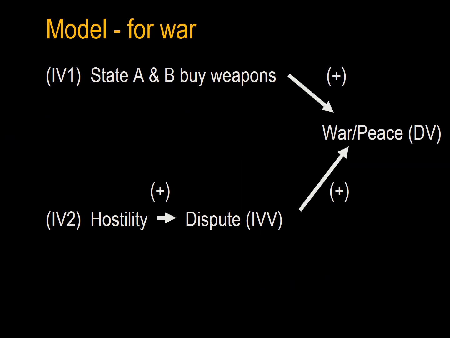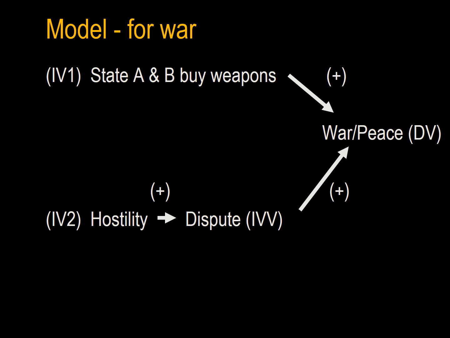Here's a model of war and peace. In this particular case, we have IV1, which is independent variable 1, and here we've got state A and B buying weapons, and presumably it ranges from buying very few weapons to buying many weapons. And you can see it has a plus relationship with war. The dependent variable war here is war/peace. It's a variable, again, because it depends on the independent variable, and it can vary from peace to war depending on whether state A or B buy weapons. Although in this particular case, the assumption is as state A and B buy more weapons, the likelihood of war going up increases. So there's a positive relationship there.